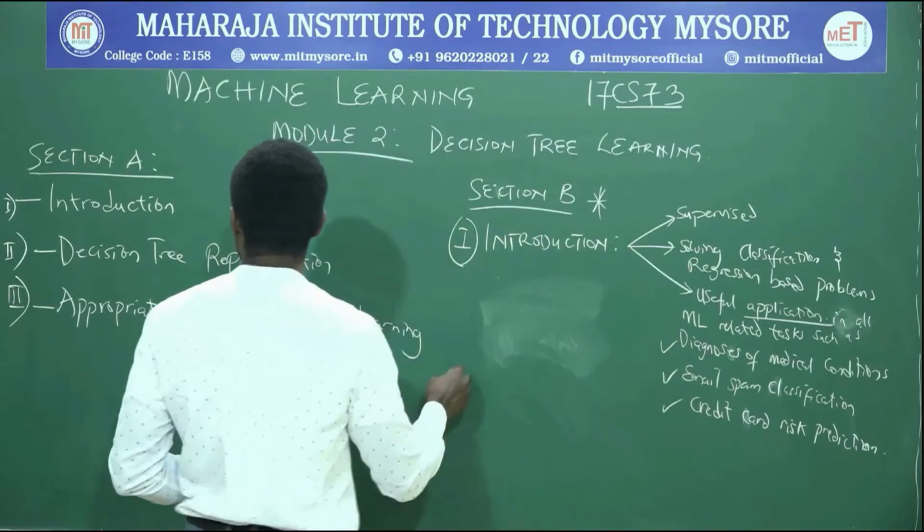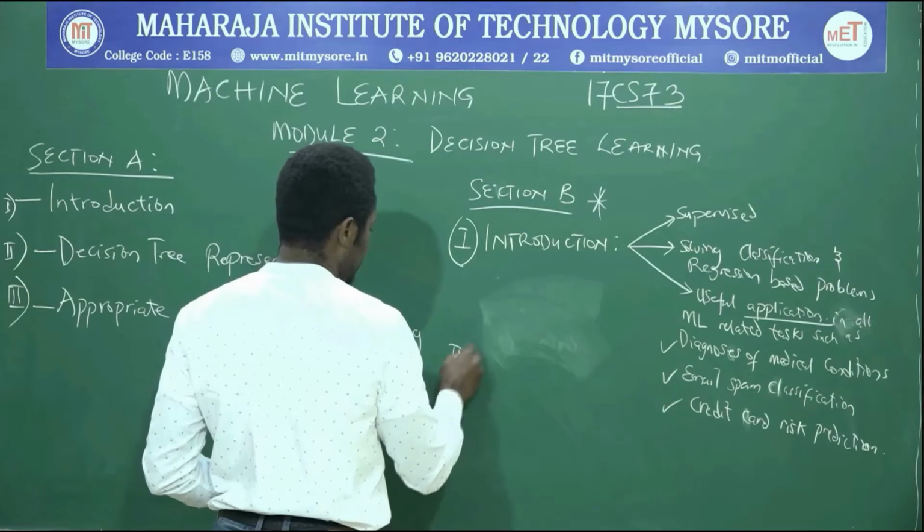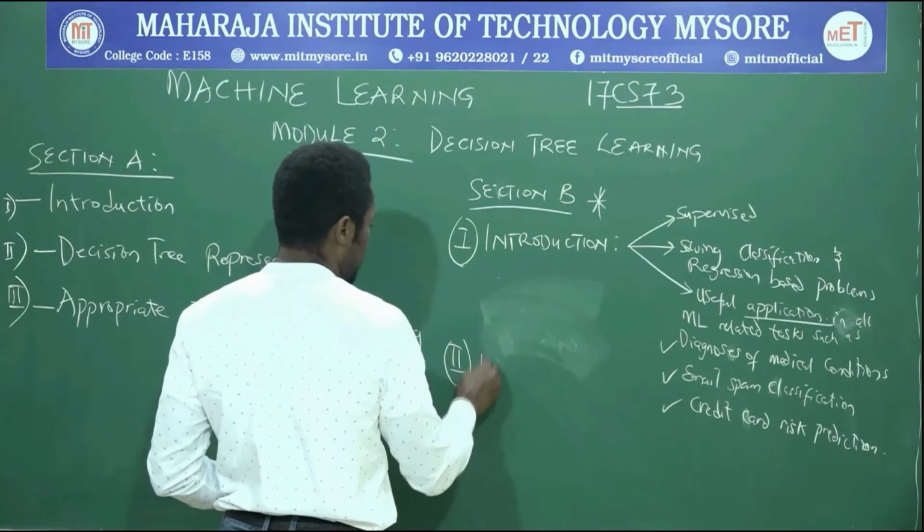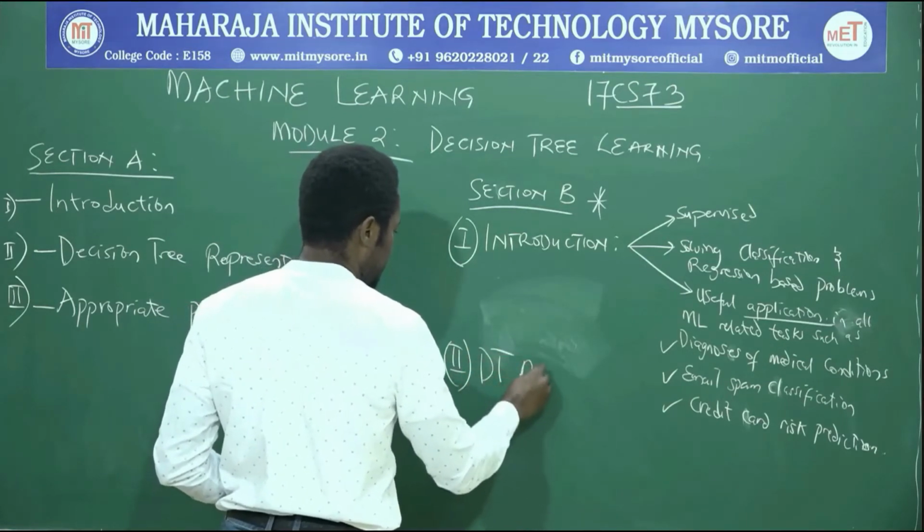We move to the next subsection, which is how do we represent a decision tree. I'll call it DT representation.